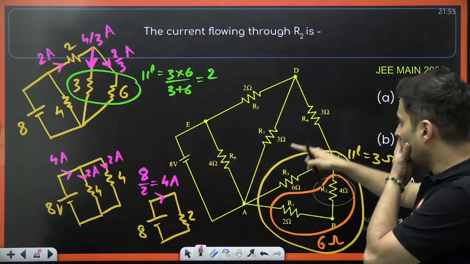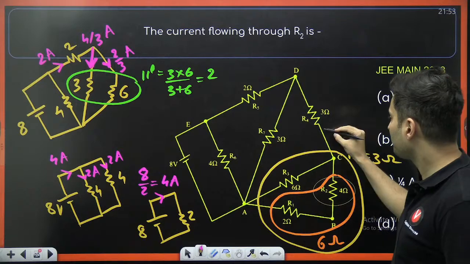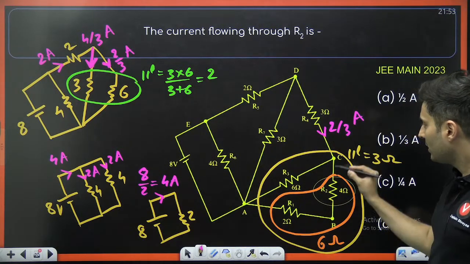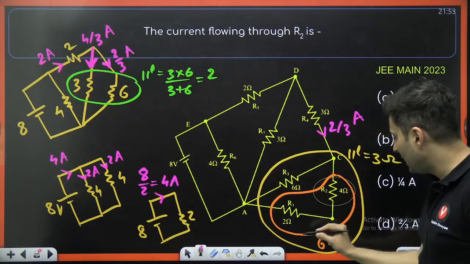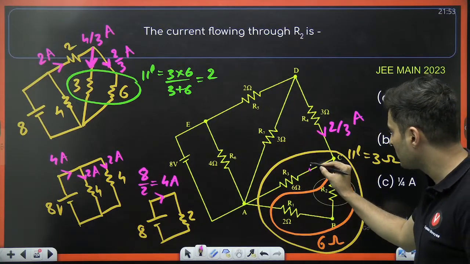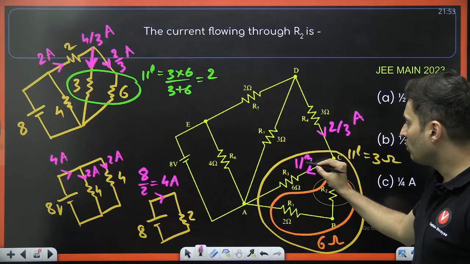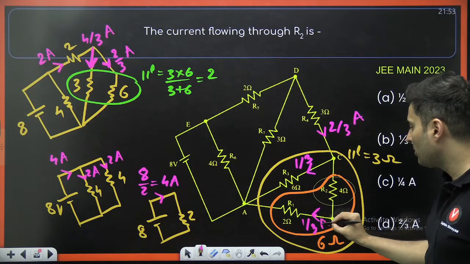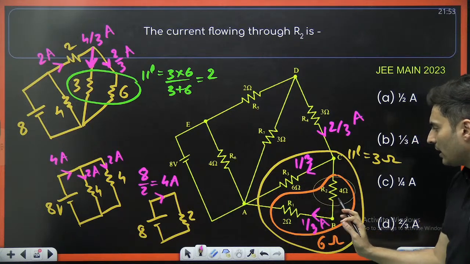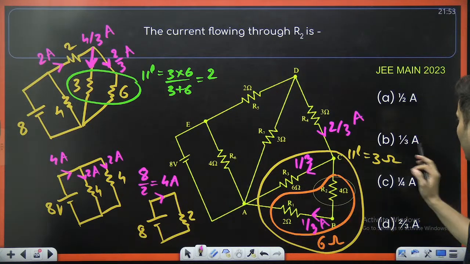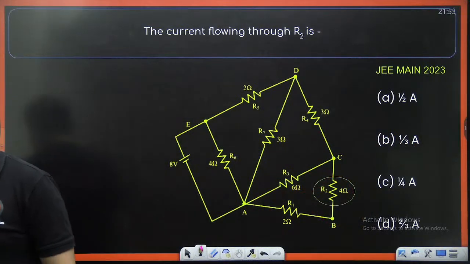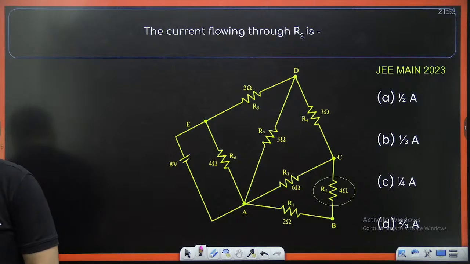Then in that 6 ohms, which is this branch, this is 2 by 3 amperes. That will get split here and here. Each of them is 6 ohms. So half here, half here. So 1 by 3 amperes here, and obviously 1 by 3 amperes over here. So through R3, R2 and R1, it's 1 by 3 amperes, which is option B. That's how you solve it. What a brilliant question.